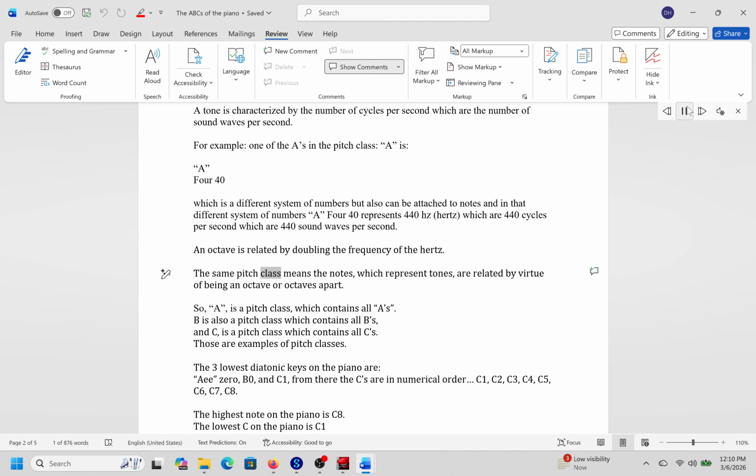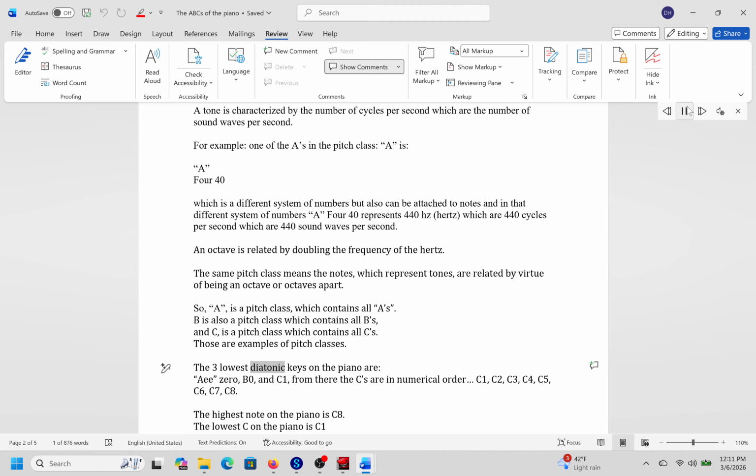The same pitch class means the notes, which represent tones, are related by virtue of being an octave or octaves apart. So, A is a pitch class, which contains all A's. B is also a pitch class which contains all B's. And C is a pitch class which contains all C's. Those are examples of pitch classes.